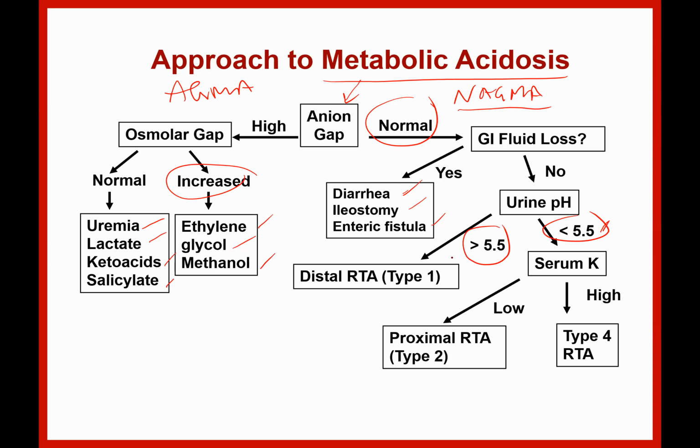If it is not acidified well, that is distal RTA. If it is acidified well, what is my potassium? If the potassium is higher, it is type 4 RTA. If potassium is lower, it is type 2 RTA. Type 3 RTA doesn't exist nowadays. So we have type 1, type 2 and type 4. This differentiation you will come to know in the subsequent classes.